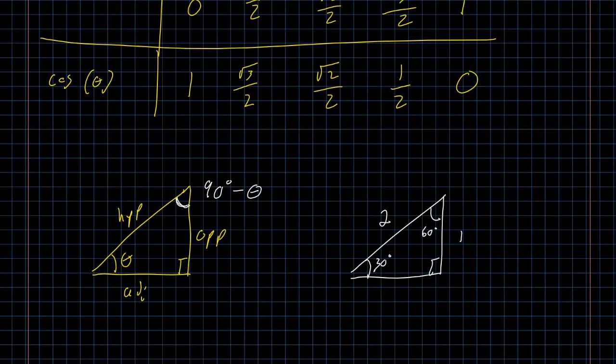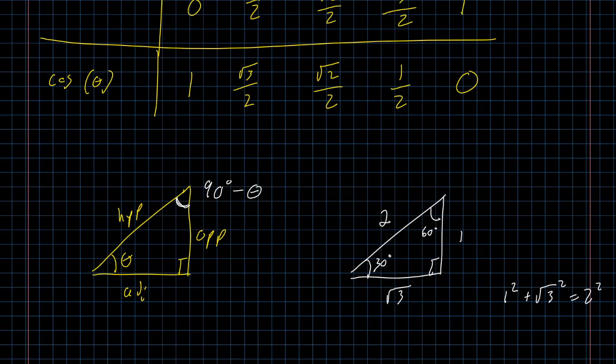Well, using the Pythagorean theorem, that third side is square root of 3, right? 1 squared plus square root of 3 squared is equal to 2 squared. You can plug that in and check to see that it works. Using the Pythagorean theorem, we know that 1, 2, and square root of 3 are the lengths of the sides of a 30, 60, 90 triangle.